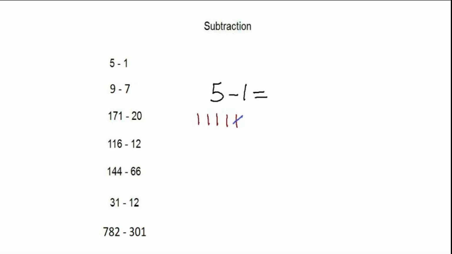How many lines do we have left? 1, 2, 3, 4. There are 4 lines left. 5 minus 1 equals 4.